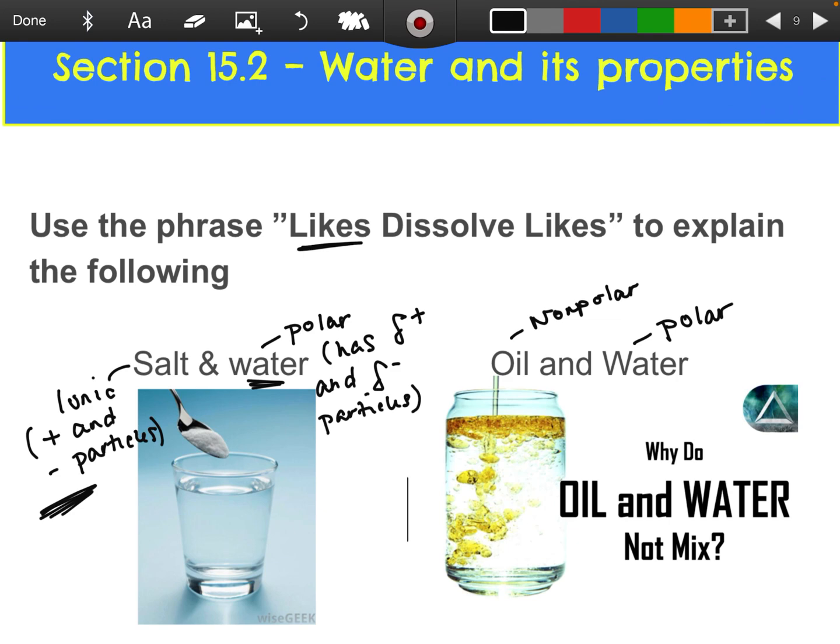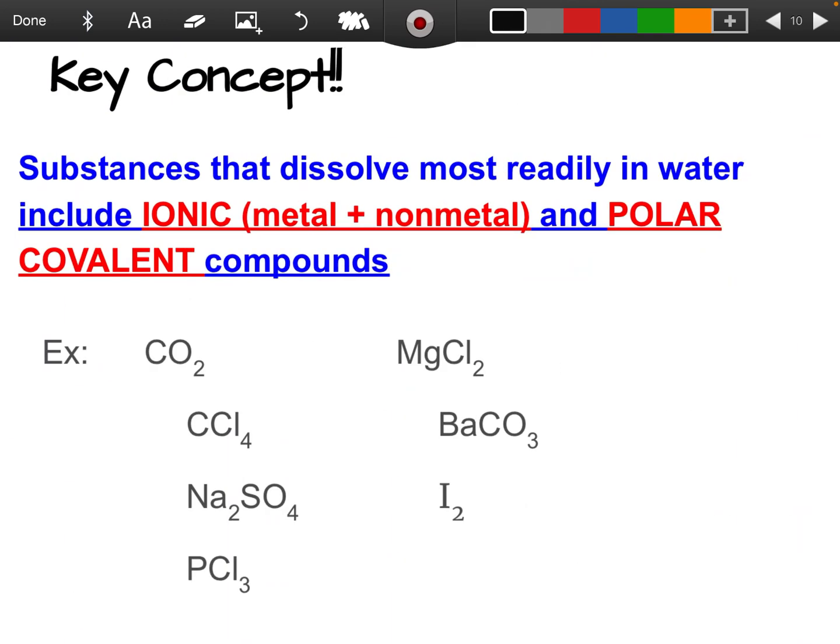So here's the key concept that you'll write down with likes dissolve likes. So substances that dissolve most readily in water, so remember water is polar, will include ionic, because ionic has those positive and negative charges, and polar, because polar has a partially positive and partially negative charge. So polar substances will dissolve in polar substances. Ionic substances will also dissolve in polar substances.